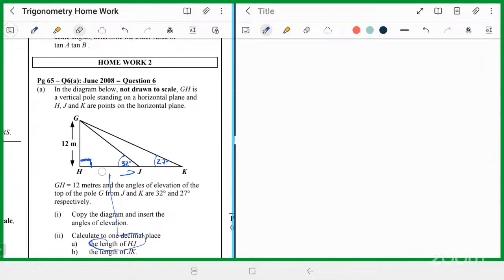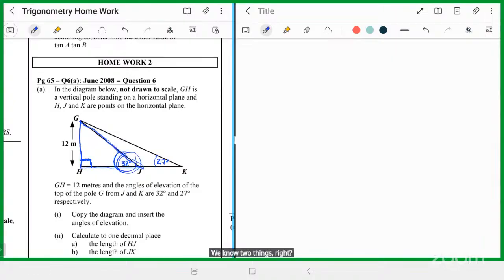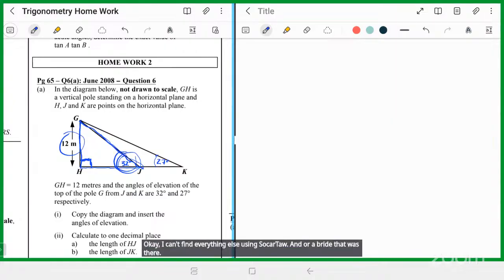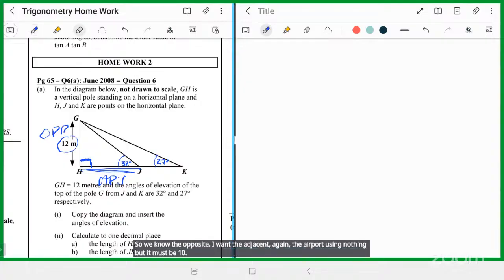To calculate that length, no problem. We're going to work in this triangle. We know this angle and we know this height. With any two things you know apart from the 90 degrees in a right angle triangle, you can find everything else using trigonometry or Pythagoras' theorem. What do we want? We want this side, which is adjacent. We know the opposite and we want the adjacent. The hypotenuse is not involved, so it must be tan. Tan does not include the hypotenuse.